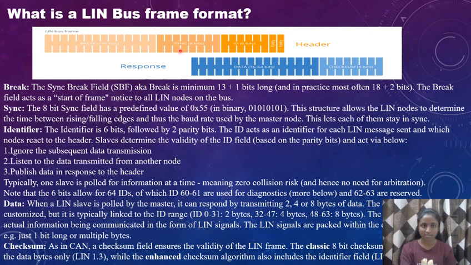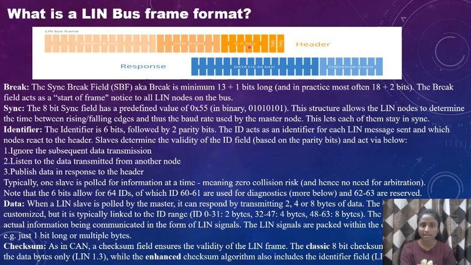The next is the synchronization. The 8-bit synchronization field has a predefined value of 0x55. This structure allows the LIN nodes to determine the time between rising and falling edges and thus the rate used by the master node. This lets each of them stay in synchronization.